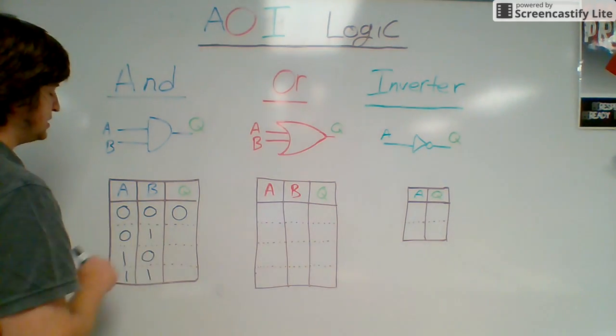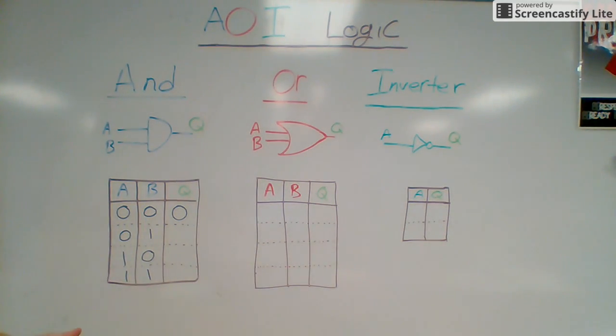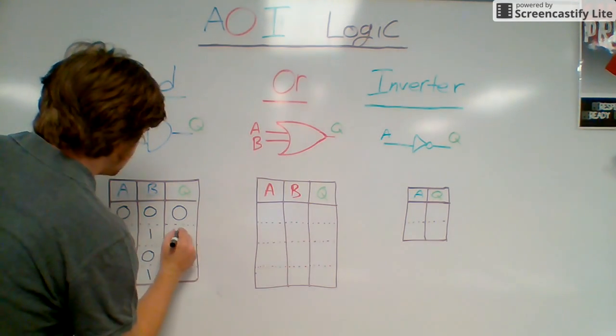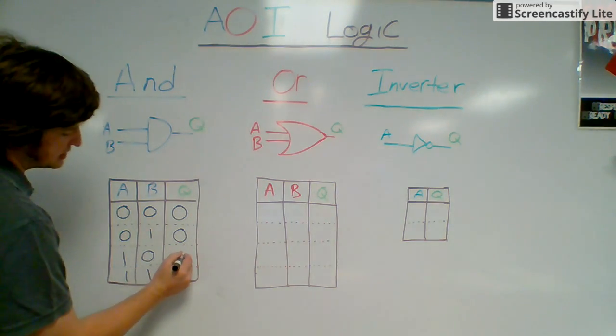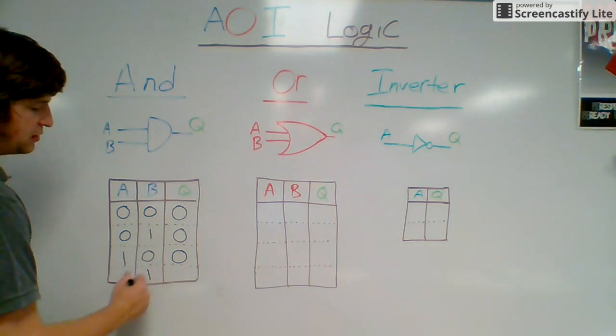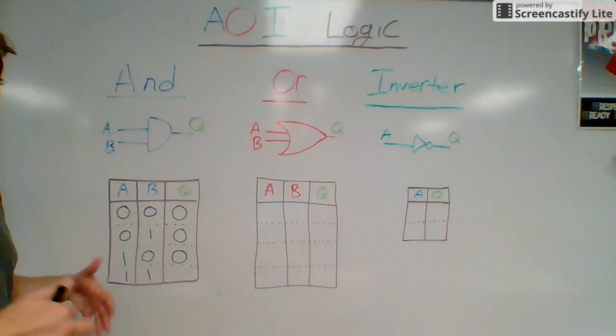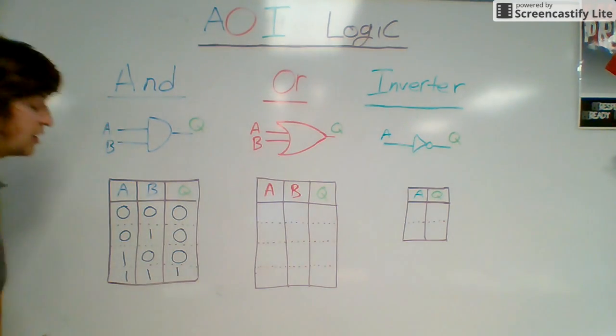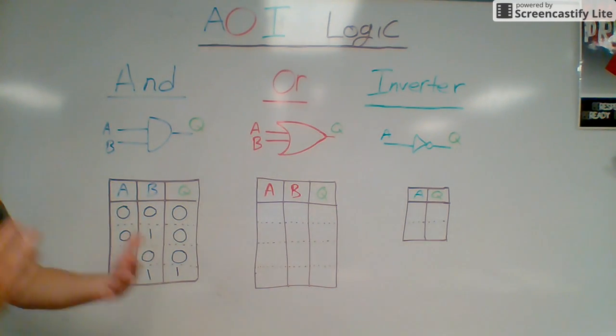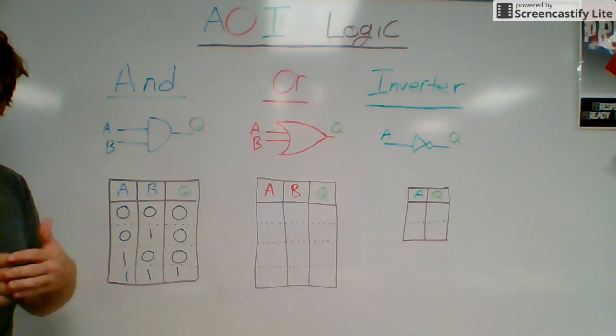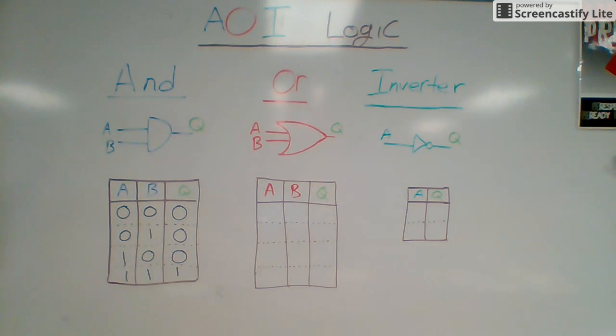For the next one, 0 and 1. A is a 0, B is a 1. Well, it's not 1 and 1. They're not both true. So that's also going to be a 0. Same thing for our next case, because they don't match. Finally, we're going to have a 1 and 1. 1 and 1 is 1. An AND gate, no matter how many inputs, will only produce a 1 when all of the inputs are 1.